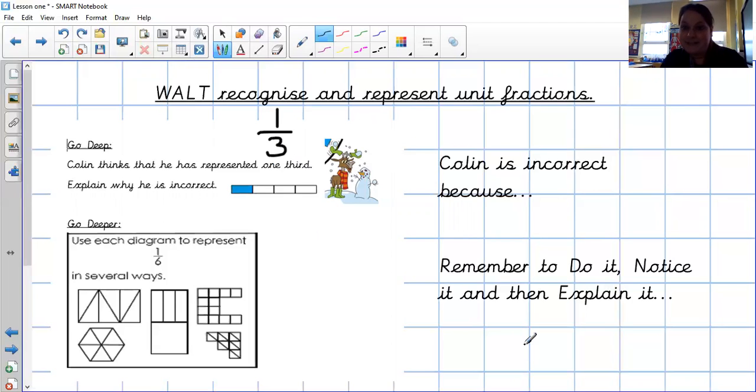Okay, once you've done that, if you feel like you want to challenge yourself even further, then you can have a go at the Go Deeper activity. So you've got a few diagrams and you have been asked to represent 1/6 in several different ways. So using the diagram, can you represent 1/6?